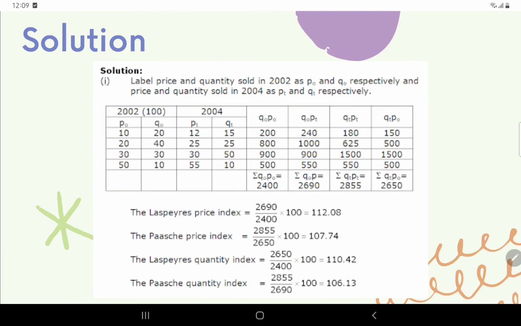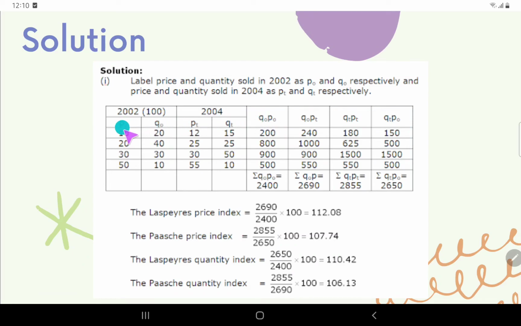So here is the solution. This is the data from the previous slide. For 2002, this is the price and the quantity. For 2004, this is the price and quantity. So here is our P0 and Q0, Pt and Qt. So we need to find Q0P0, Q0Pt, QtPt, QtP0. All of these items we need to calculate because in the Laspeyres and Paasche formula ada benda ni. So kita kena calculate dululah.